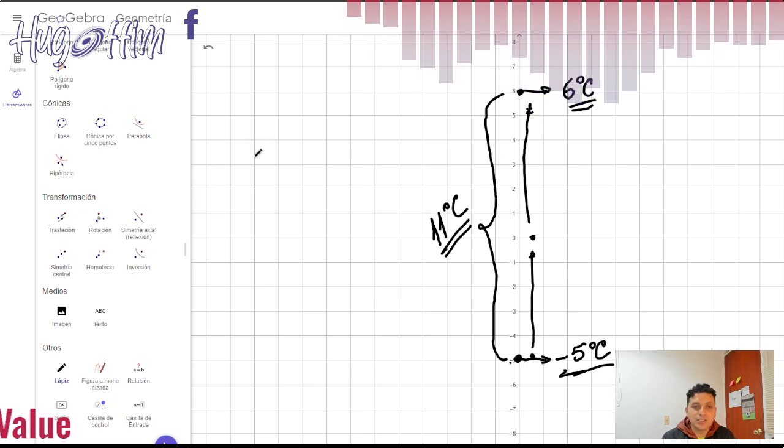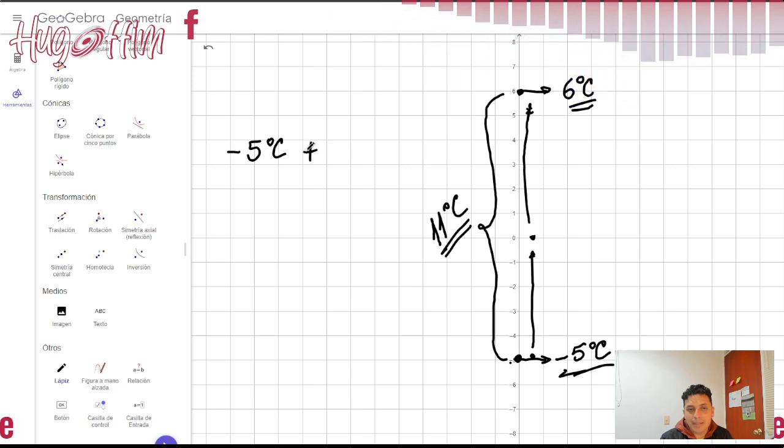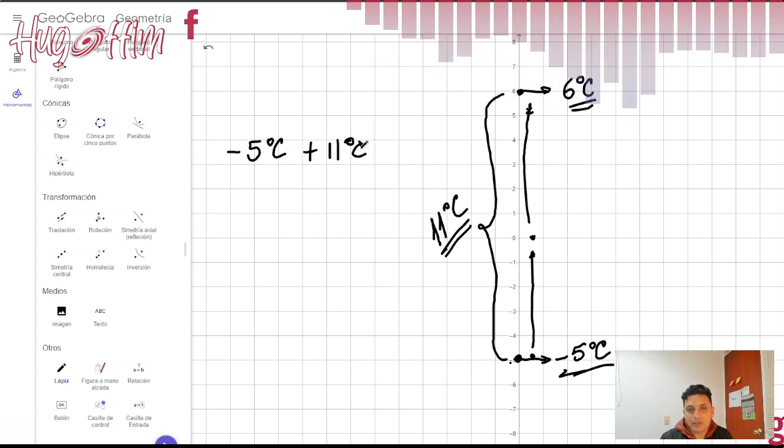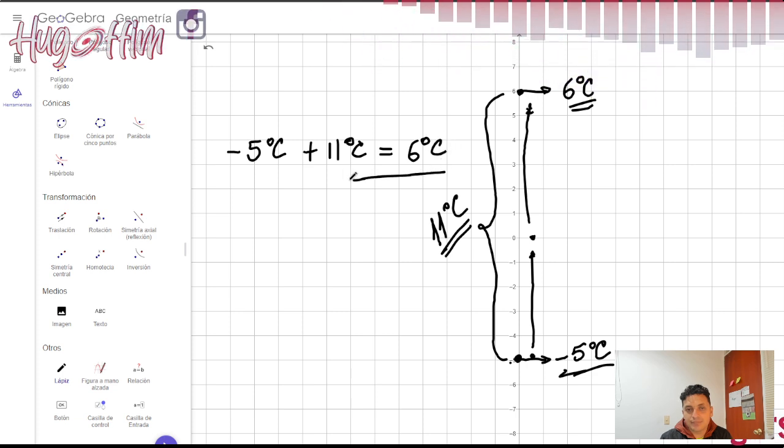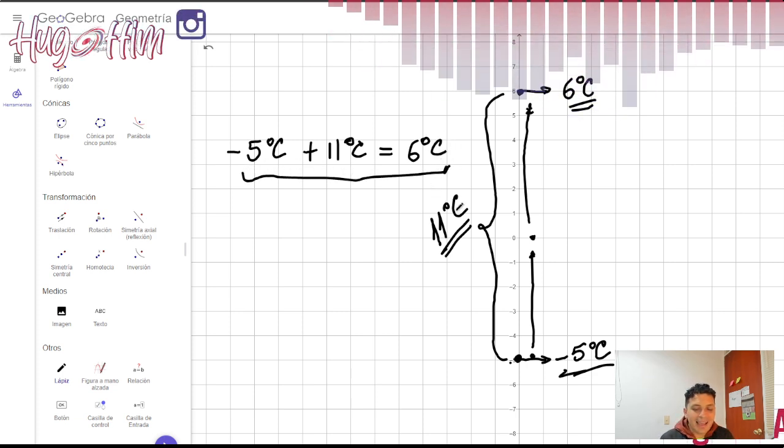So in this case, if you want to write it as an equation, it is going to be that negative 5 centigrade degrees plus 11 centigrade degrees equals 6 centigrade degrees. And in this way, I have the addition of integers. This is how you can understand the addition of integers.